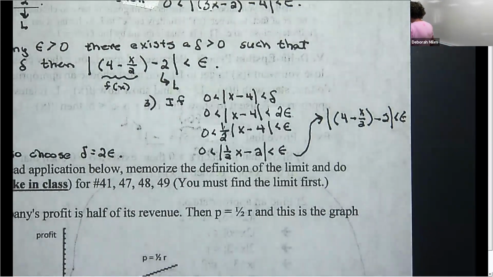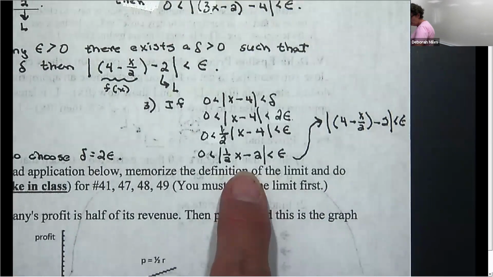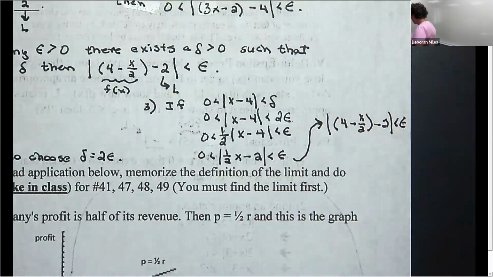It's the same as x over 2. And 4 minus 2 is the same as that 2 inside the absolute value.